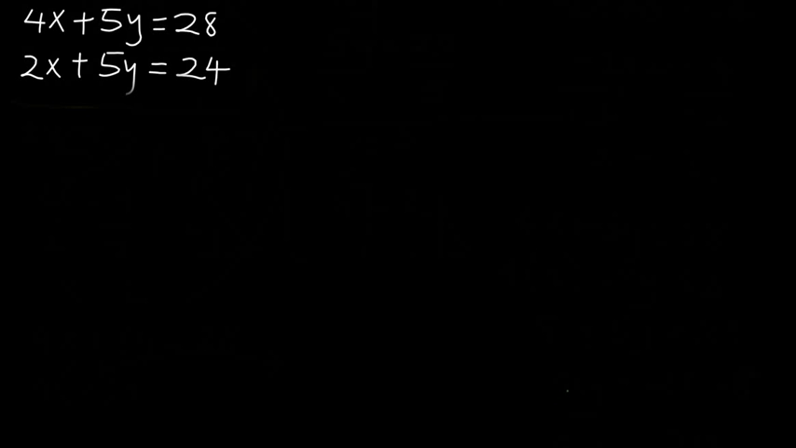So let's look at this example. We have 4x plus 5y is equal to 28 and 2x plus 5y is equal to 24. So how are we going to eliminate either the x part or the y part? For this example, the easiest thing to do is to eliminate the y part, since we can easily subtract 5 from 5 to give us 0.